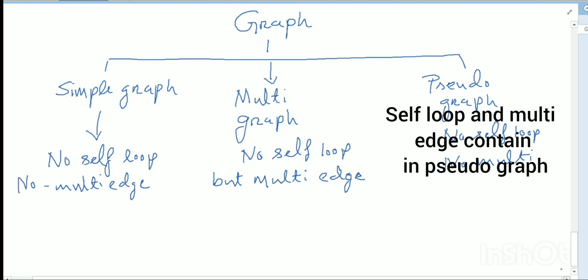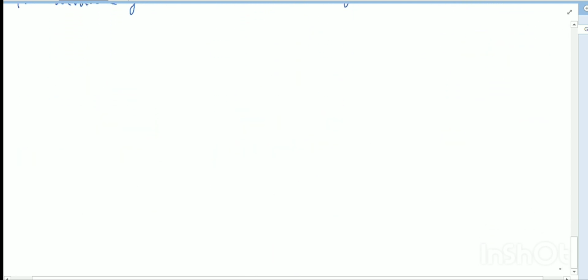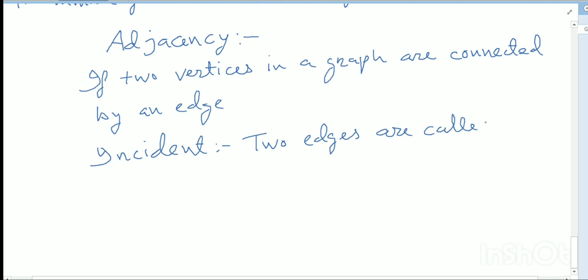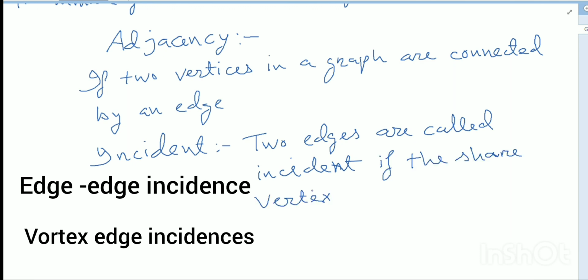Now friends, I discuss incidence and adjacency of the graph theory. Okay, so let's start to discuss what is incidence and adjacency. Adjacency: two vertices in a graph are connected by an edge. And incidence: two edges are called incident if they share a vertex.